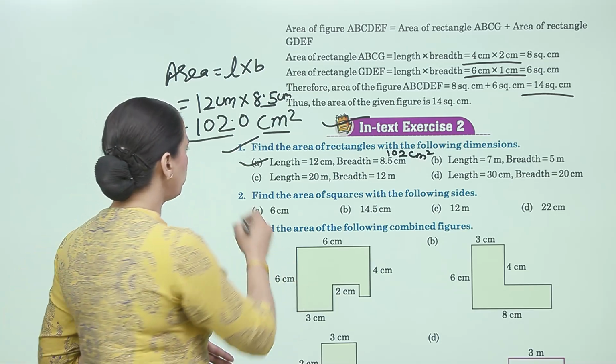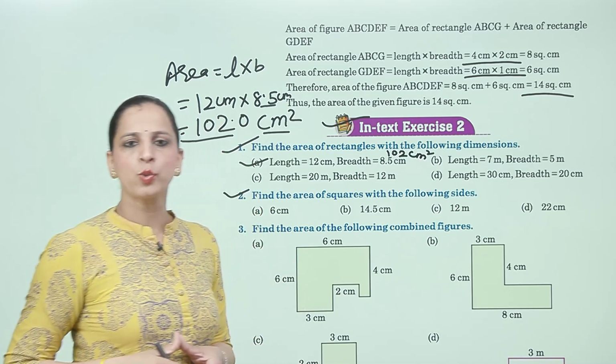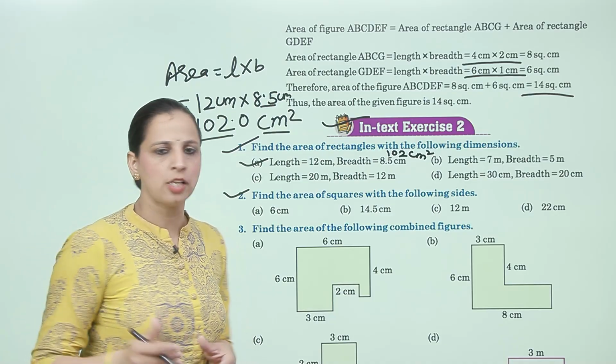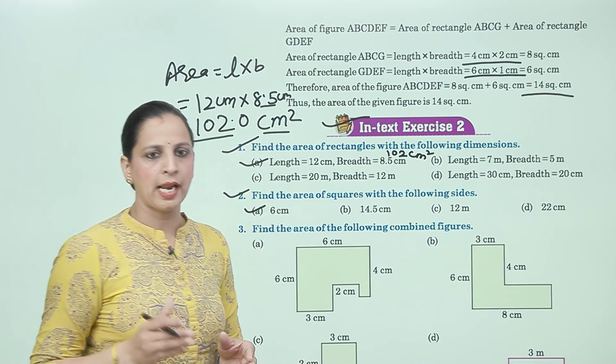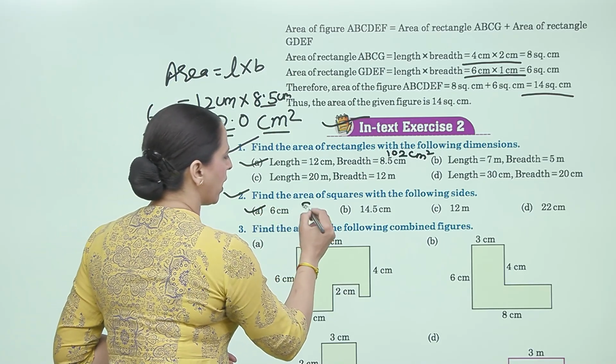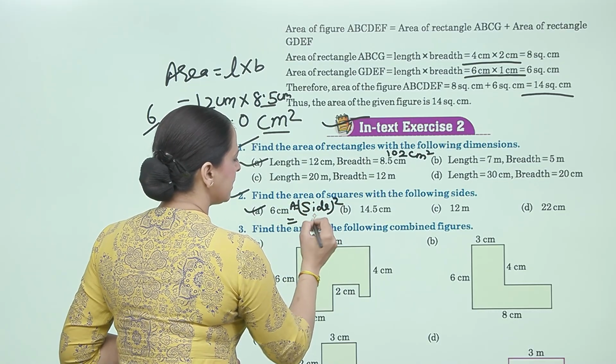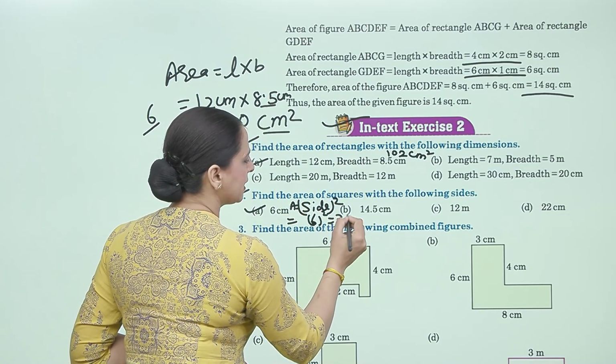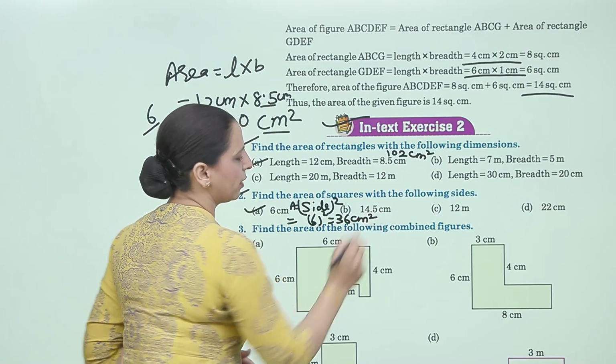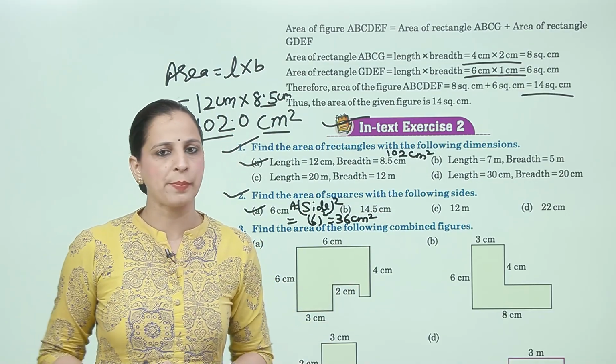नाउ नेक्स्ट क्वेश्चन नंबर 2, फाइंड द एरिया ऑफ स्क्वायर्स विद द फॉलोइंग साइड्स. नाउ ए इज 6 सेंटीमीटर एंड एरिया इज साइड स्क्वायर. सो 6 स्क्वायर इज इक्वल्स टू 36 सेंटीमीटर स्क्वायर. तो बच्चों सेम मेथड को यूज करते हुए बाकी के पार्ट्स आप खुद ट्राई करेंगे.